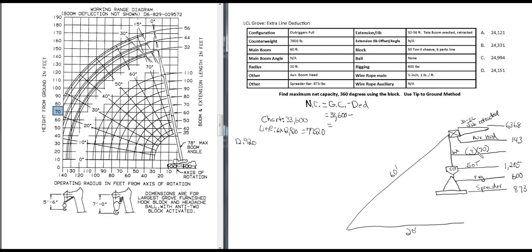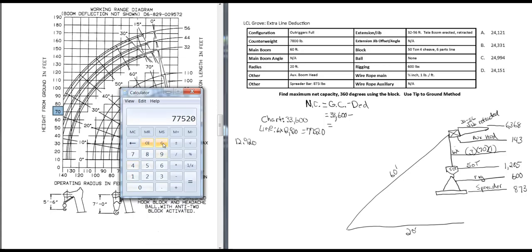So we've got 3 parts, 70 feet long. In our data table, it tells us that 3/4 inch wire rope weighs 1 pound per foot. So 3 times 70 times 1 is the weight of the wire rope we need to deduct. 3 times 70 times 1 equals 210 pounds.